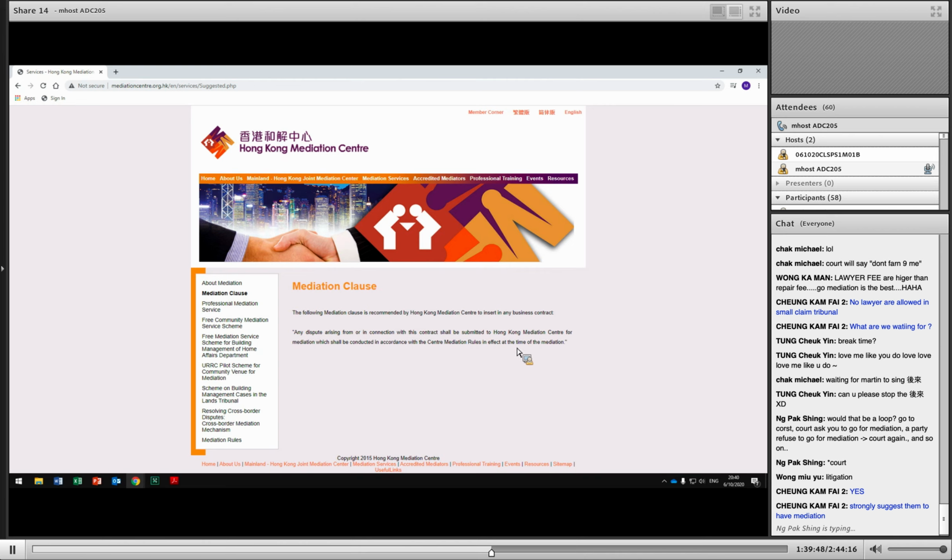Okay. Usually, the clause will say: any dispute arising from or in connection with this contract shall be submitted to Hong Kong Mediation Center for mediation, which shall be conducted in accordance with the center's mediation rules in effect at the time of the mediation. So it means that if you use this clause, the center will have more business when the parties have a dispute, and also they will have more income.